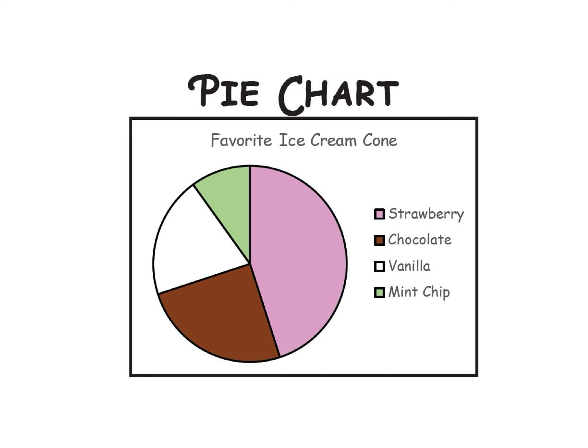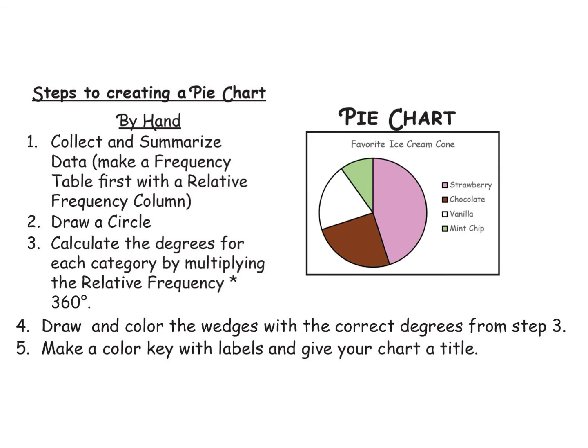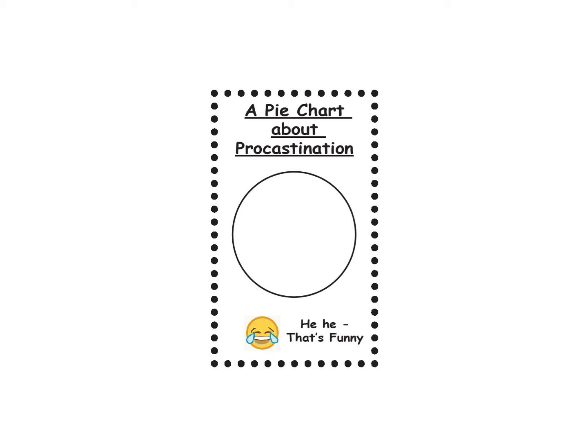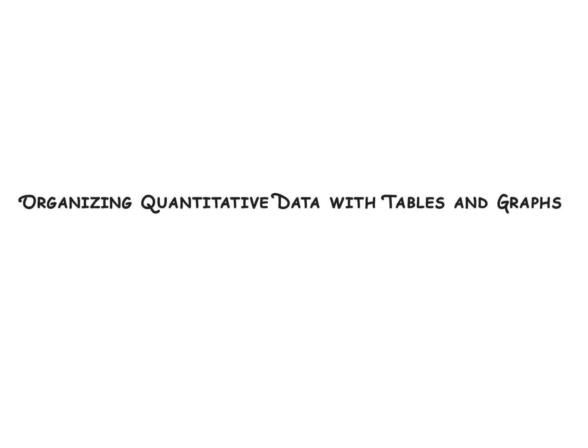The pie chart, that's a favorite. And again, this summarizes the steps of a pie chart, so take a few minutes to look through this. This is on your Canvas. Pie chart about procrastination. That is funny. All right, so that's organizing qualitative data with tables and graphs.